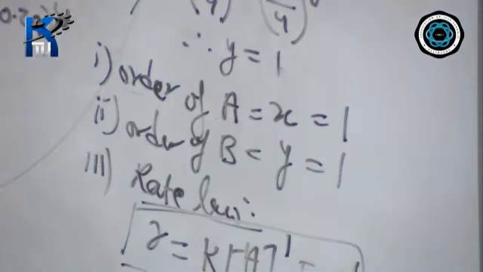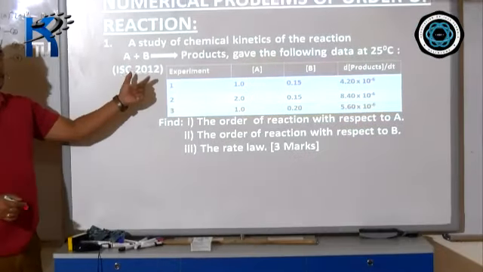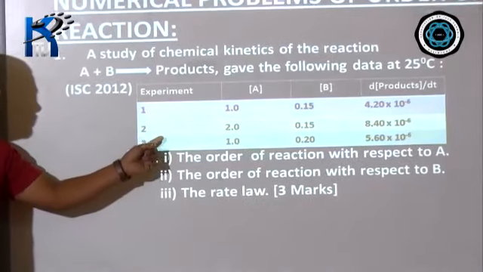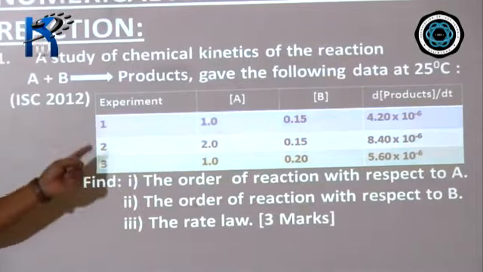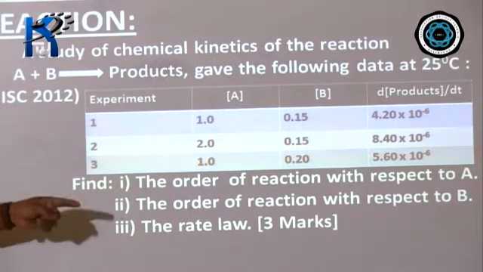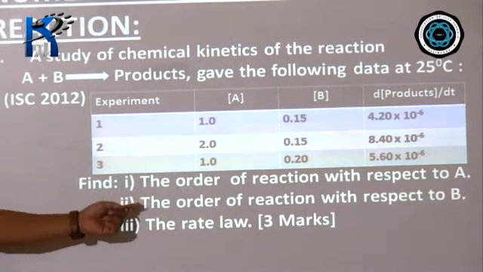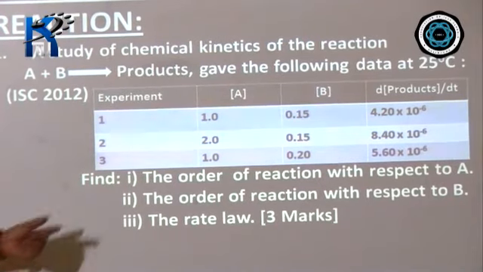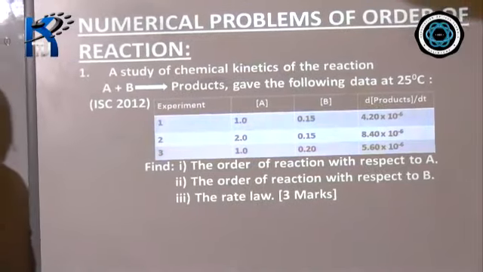So students, I repeat again, if the tabular form is given, first you have to suppose the rate law. After supposing the rate law, put the values of experiment 1, 2, 3 one by one in that supposition. Then try to divide any two equations to cancel x to get y, or cancel y to get x, whereby you get the order of A and B. After getting those orders, you put them in the equation which you supposed, and you get the rate law. And this question came in 2012 for 3 marks.